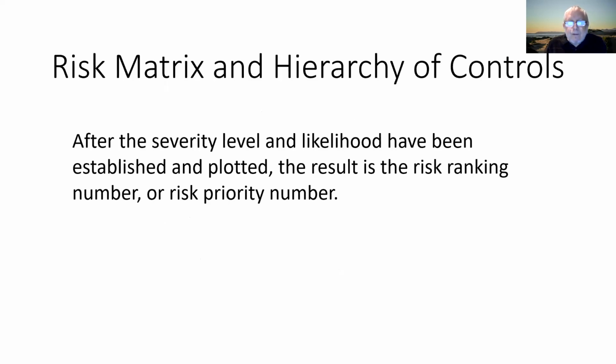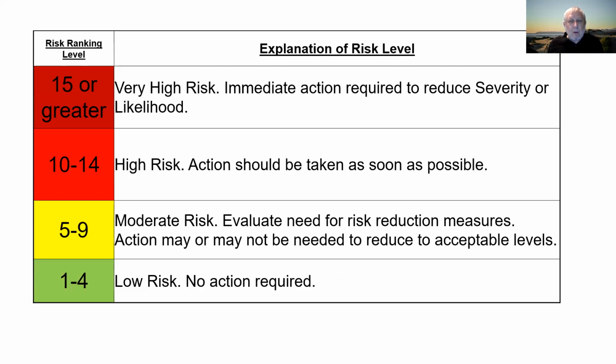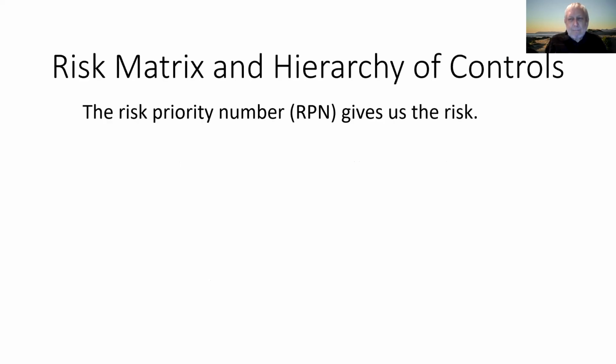So after the severity level and likelihood have been established and plotted, the result is the risk ranking number, the risk priority number, the risk number, whatever you want to call it. And so the risk level, they all mean the same thing. If you have a risk of 15 or greater, it's a very high risk. Immediate actions are required to reduce severity or likelihood, because if you reduce either one of those, of course, you'll reduce the overall, or you can reduce them both. High risk, action should be taken as soon as possible. Moderate risk, evaluate need for risk reduction measures. Action may or may not be needed to reduce to acceptable levels. And 1 to 4, low risk, generally no action required.